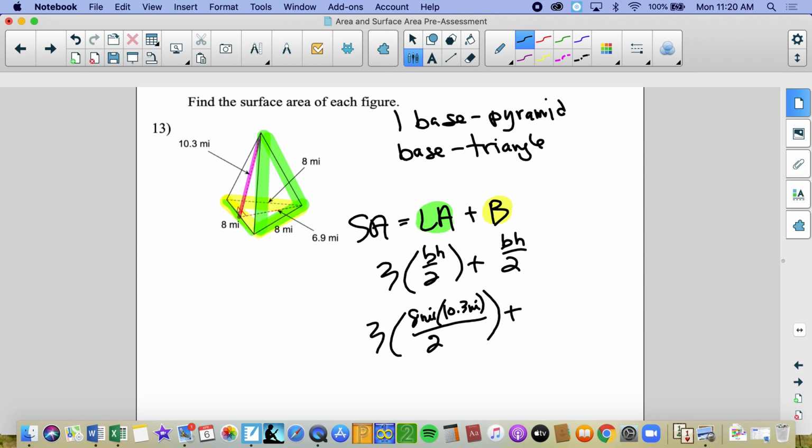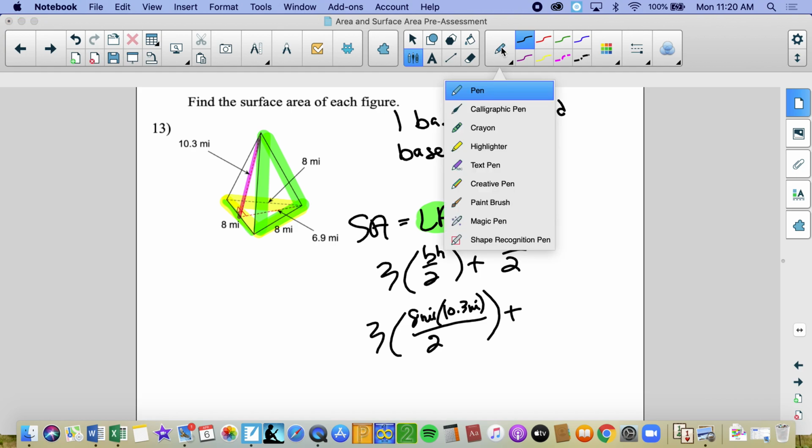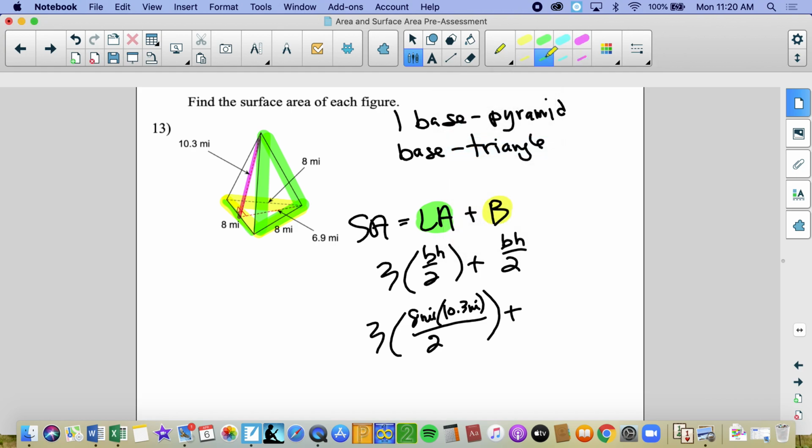And now we're talking about my base. Now I'm talking about this, and the base is in the bottom. So that's going to be the base of my base, and then the height of that is going to be that perpendicular. Because remember, the base is the bottom one. So my base is 8 miles times the height of that base is 6.9 miles, and then quantity squared.